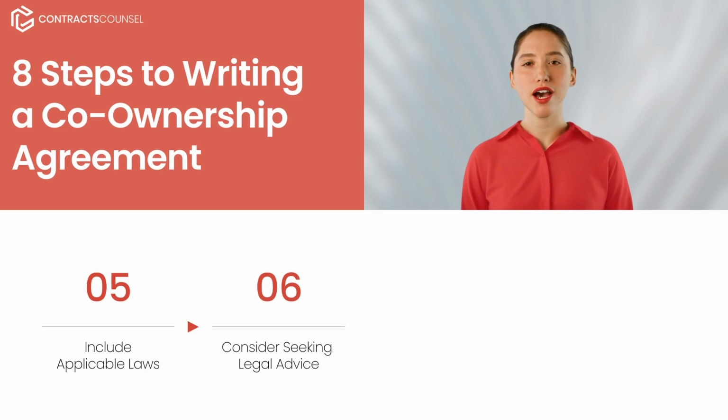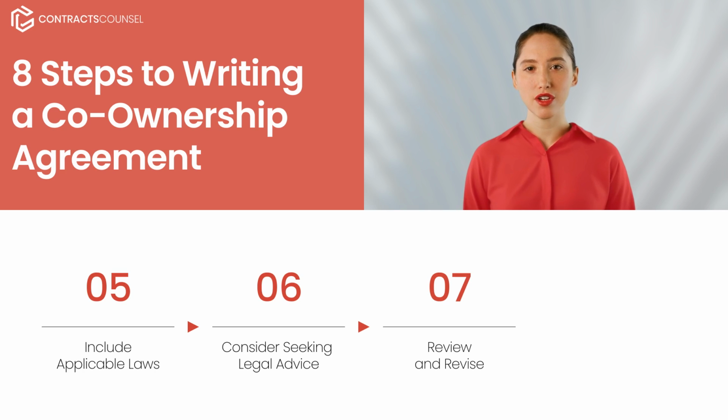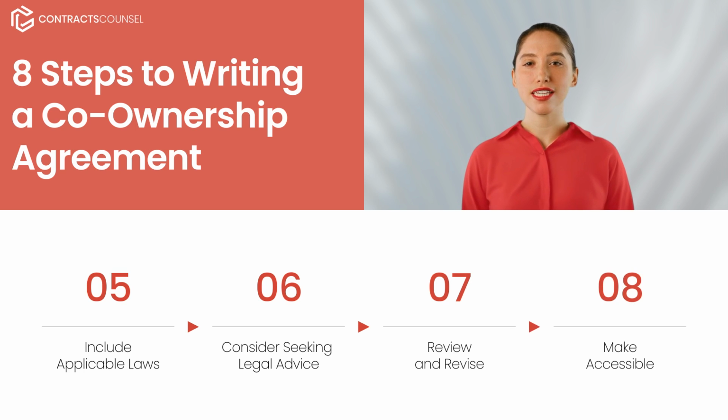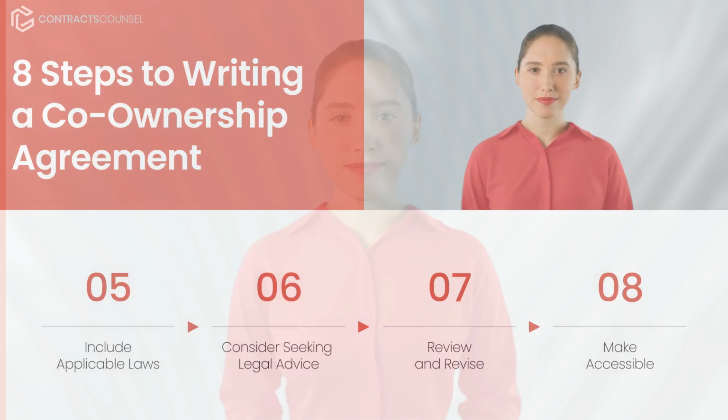6. If you are unsure about anything, consider using Contracts Council's platform to seek advice from an experienced lawyer, especially if the property or business being co-owned has a high value. 7. Review and revise the agreement to make the language clearer and confirm you have included everything needed. And 8. Create a single document to serve as your co-ownership agreement and ensure all parties have access to it.